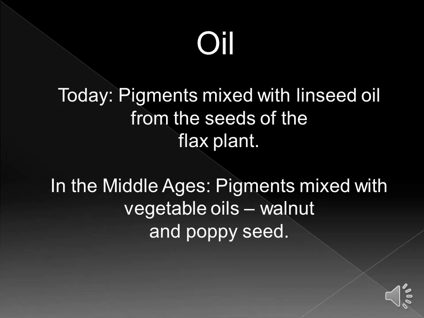The next painting method we will be looking at is oil paint. Today, with oil paint, pigments are mixed with linseed oil from the seeds of the flax plant. Back in the Middle Ages, pigments were mixed with vegetable oils, namely walnut and poppy seed oils. Oil painting has been one of the most popular forms of art since Renaissance times.